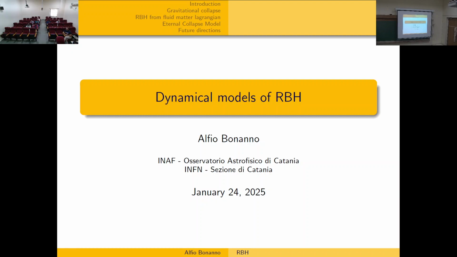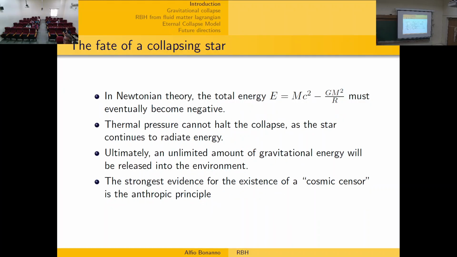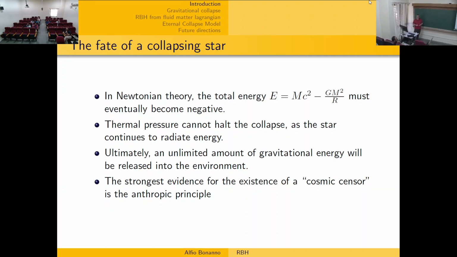So today I'll be discussing dynamical models of regular black holes. What do I mean with that? The problem is the following. In Newtonian theory, imagine we have a star which collapses. The total energy eventually, during the collapse, must become negative. That means that thermal pressure cannot halt the collapse, and the star will continue to radiate an infinite amount of energy into the environment. So that is the picture that we get from Newtonian theory.